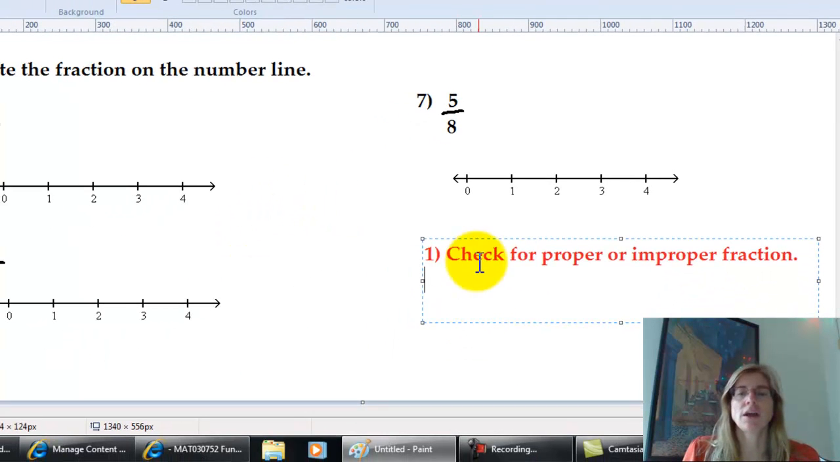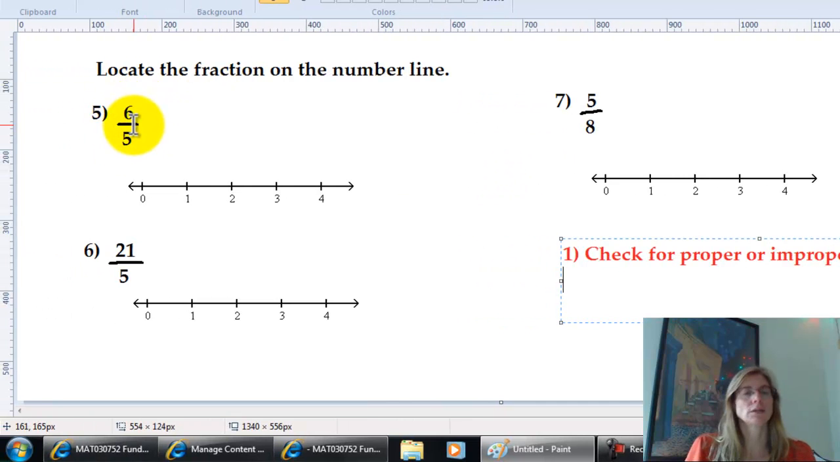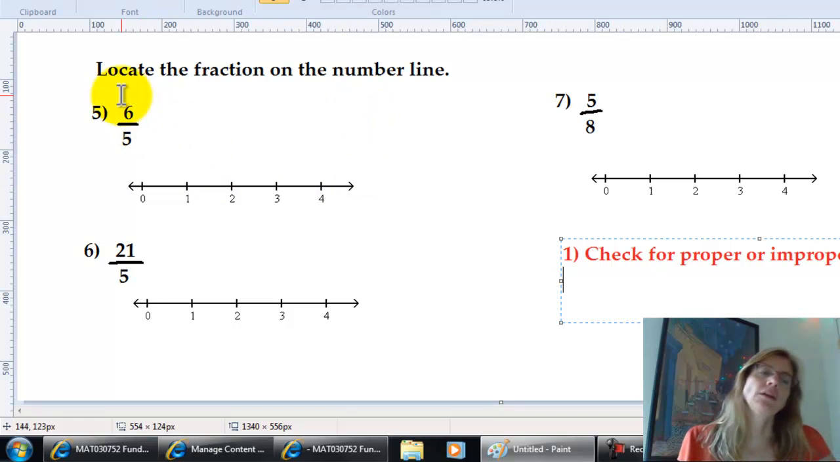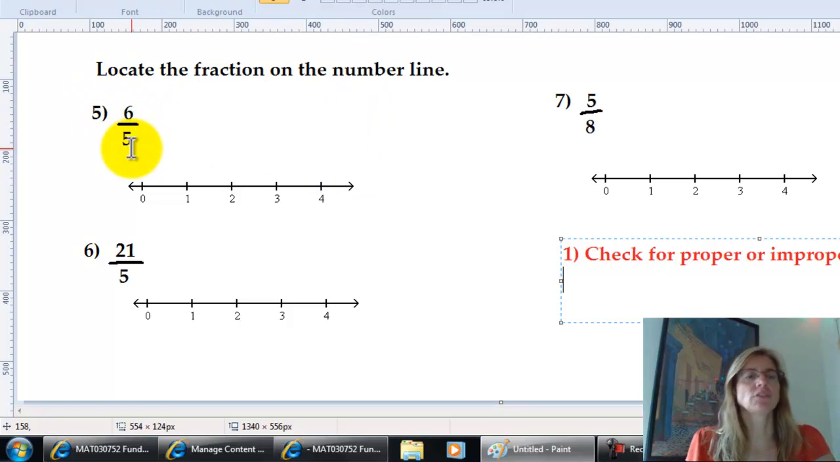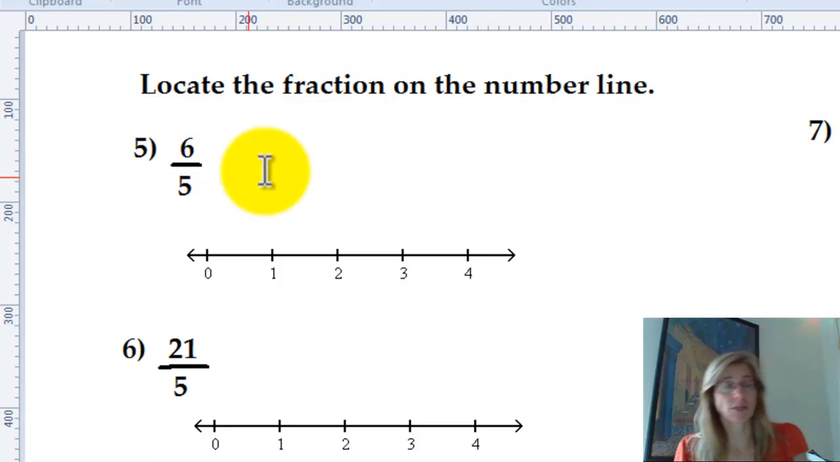If you can identify a proper or improper fraction, then that helps you locate whether you're going to put the fraction, if it's less than 1, between 0 and 1, or if it's improper and more than 1, or even equal to 1, then you're going to put it here or beyond. So in number 5, you have 6/5. This is an improper fraction, if you remember, because the numerator is larger than the denominator.